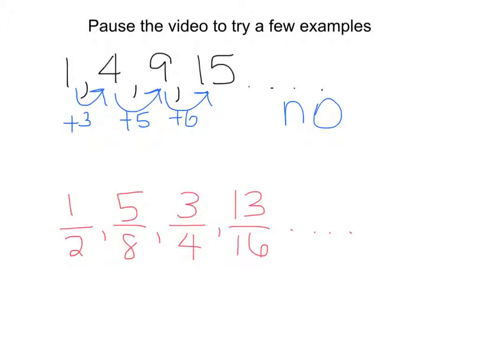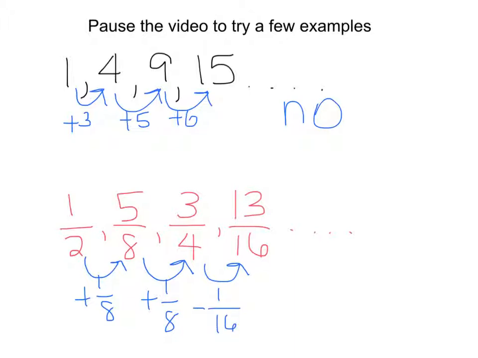And for the next one, you have 1/2, 5/8, 3/4, 13/16. The relationship from 1/2 to 5/8 is plus 1/8. The relationship from 5/8 to 3/4 is plus 1/8. The relationship from 3/4 to 13/16 is plus 1/16. So you can see that even though the first 2 are the same, the third one was different, so we would say no.